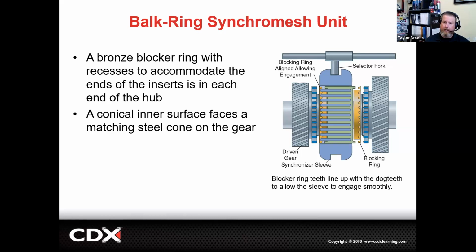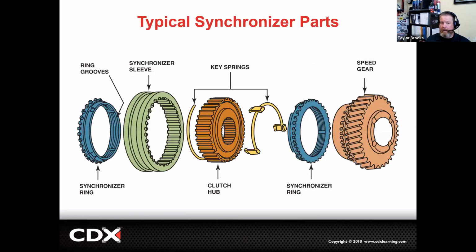They're going to be a little bit softer material. And when you hear people saying that a transmission, a manual transmission in particular, has to be overhauled, this is the wear item that gets replaced, just these little blocker rings. We're going to have an inner conical section that's going to grip against the speed gear as they get engaged.